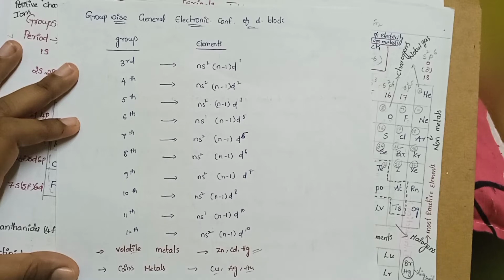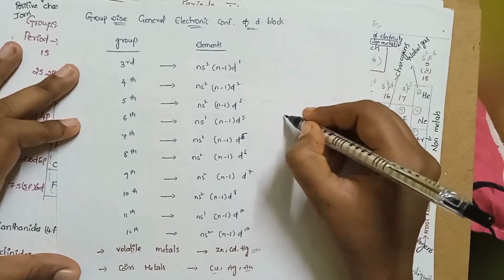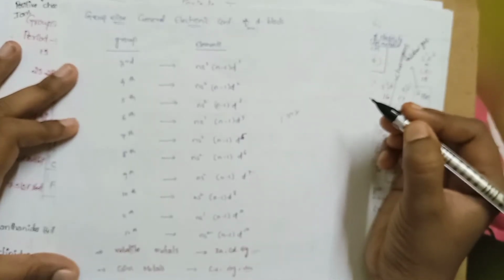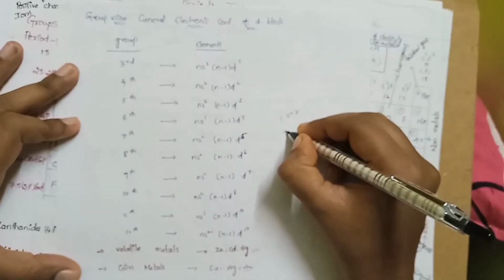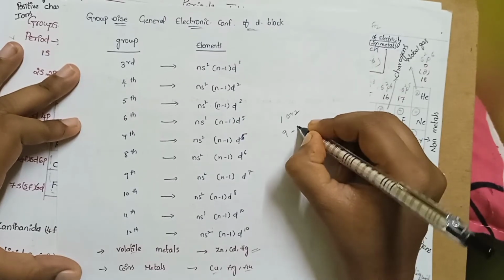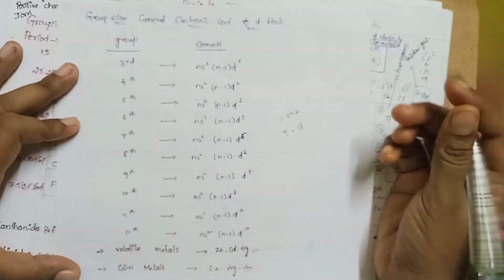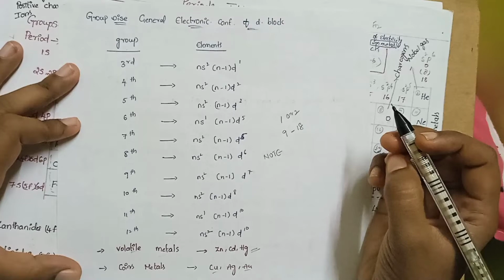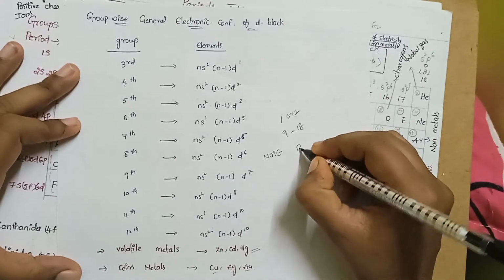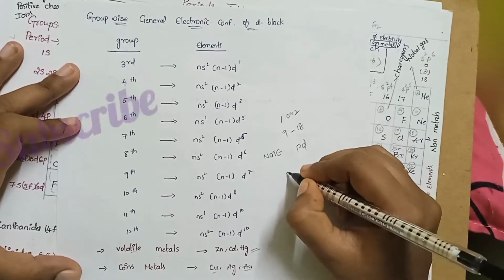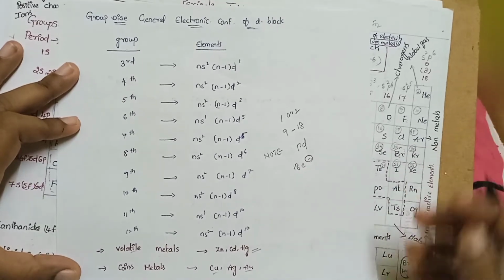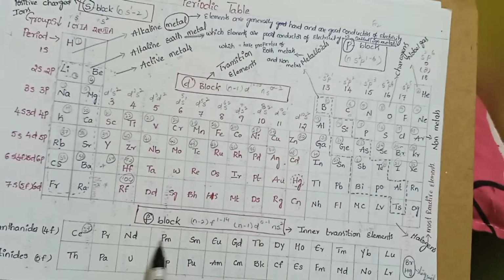In d block elements the number of electrons in the outer shell is 1 or 2. The number of electrons in the penultimate shell is 9 to 18. Note, it is not applicable for Pd because its outer shell has 18 electrons. Next we will see f block elements.